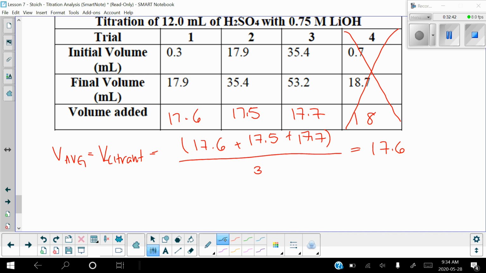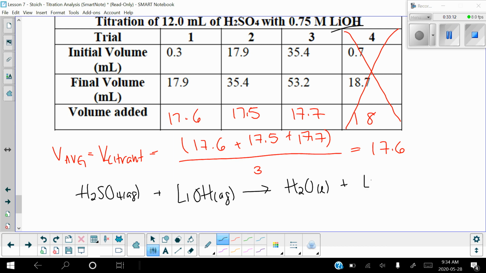From there, we are going to set up a balanced reaction. We have sulfuric acid, which has 12 milliliters. We'll get to putting all the information after. Reacting with lithium hydroxide, which then will produce water plus lithium sulfate.